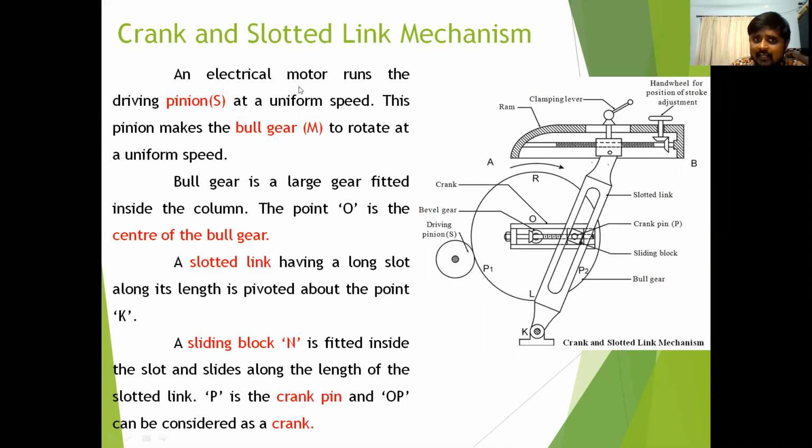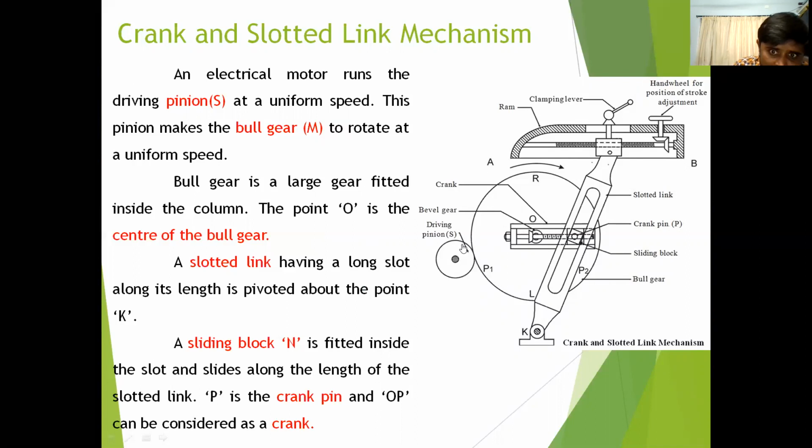Here an electric motor runs the driving pinion. This is the driving pinion. If you observe, at a uniform speed this pinion makes the bull gear rotate at a uniform speed. First of all, we are going to connect this driving pinion to the electric motor. So the electric motor will rotate this driving pinion.